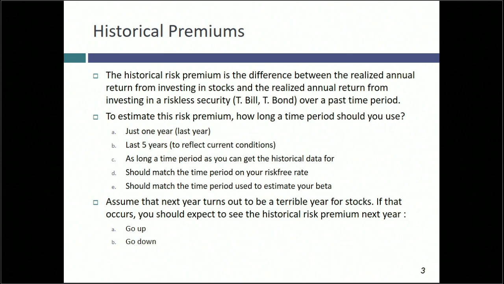Maybe I should try to be consistent. If I'm using a 10-year T-bond rate, which is what I said you should use, maybe I should go back only 10 years. Or maybe if I'm going to estimate betas using 2 or 5 years, I should go back 2 or 5 years. Okay, lots of choices. 1 year, 5 years, go back as far as you can, match up. Which one should you pick?